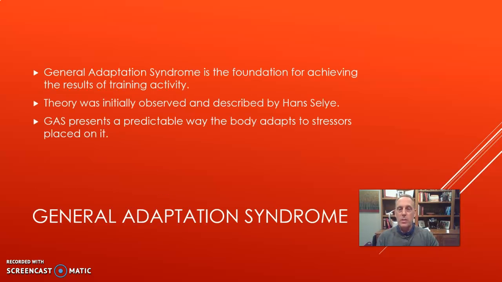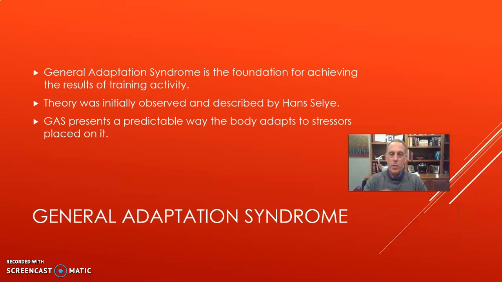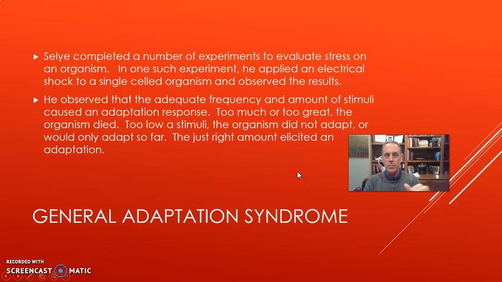Here we go. So with general adaptation syndrome, it really is the foundation for a lot of what we do as movement practitioners. It was originally observed by a gentleman by the name Hans Selye, and in his case, he was evaluating a single-celled organism, and how that single-celled organism adapted, more accurately reacted, to a stressor that was placed upon it. He basically took a single-celled organism and applied an electrical shock to it, and he just observed the results.